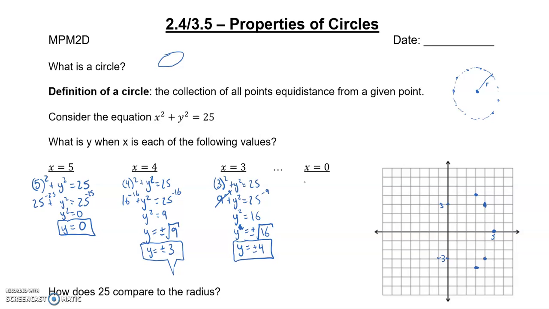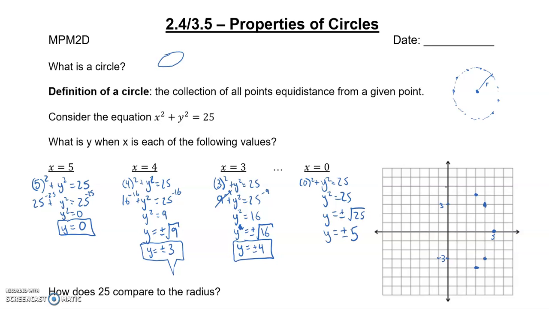But let's also do, just to finish this up, x equals 0. So we get 0 squared plus y squared equals 25, which means that y squared is equal to 25, which means that y is equal to the positive and negative of the square root of 25, or plus or minus 5.